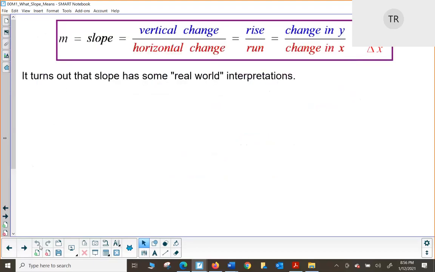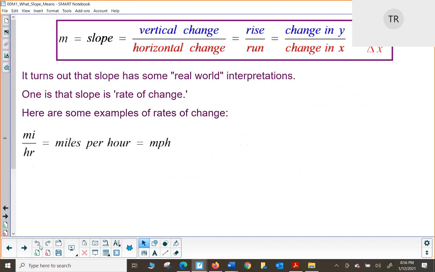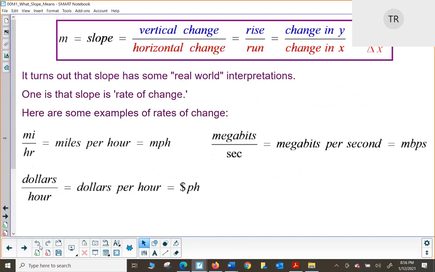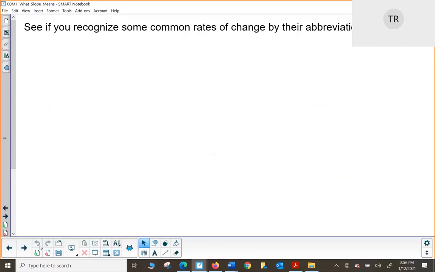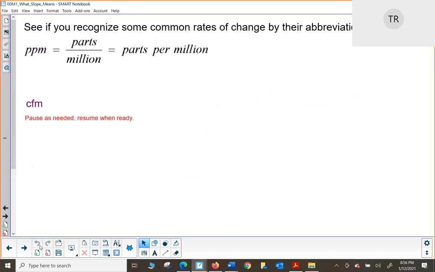Some real-world interpretations, rate of change. Here's some examples, miles per hour, dollars per hour. They can relate to that. Megabits per second, they can relate to that. Here are some you might recognize. Have you ever seen this one before? Parts per million. CFM, cubic feet per minute.